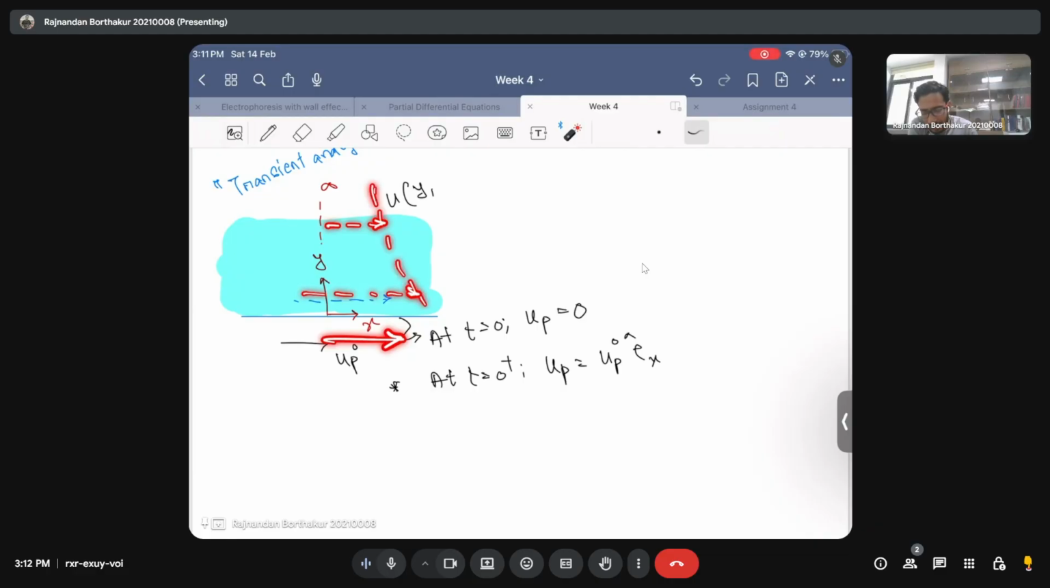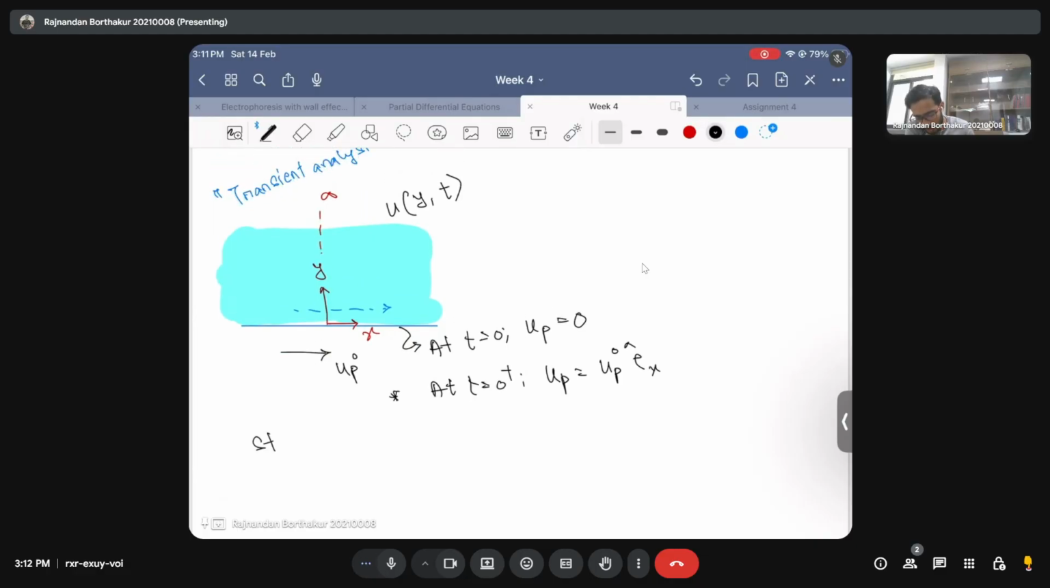So you can see that there is an inherent variation in the y direction of the x component of velocity. But apart from this variation, we will also encounter a transient variation, because the initial condition says that the plate was at rest. Which means that your u will also be a function of time. That's one kind of problem that you solved, which you most commonly call the Stokes first problem. That's the name of it.